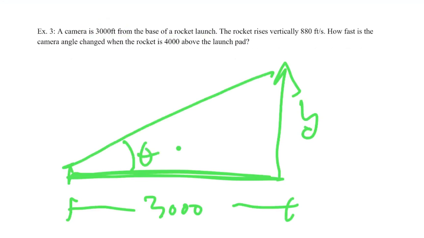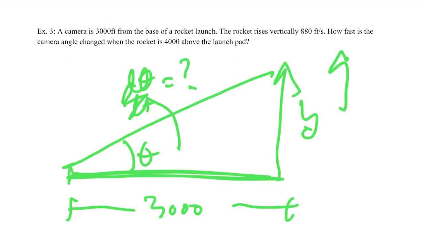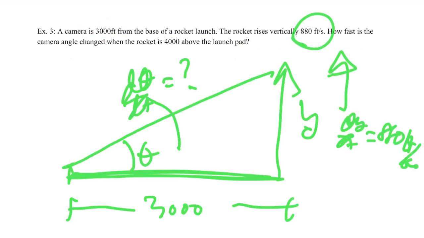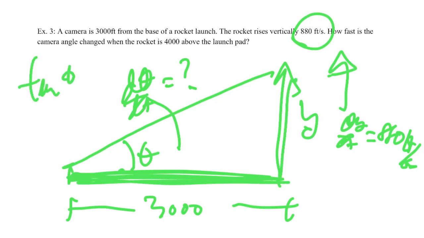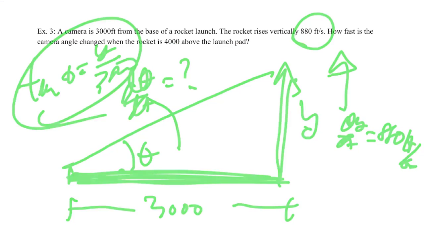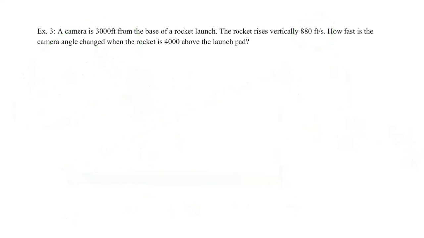So we're asking for how d theta dt is changing, right? Because y is increasing. But it's increasing at what? dy dt at 880 feet per second. Well, how do you connect the length, the adjacent, and the opposite? It's tangent theta is y over 3,000. There you go, guys. That was it.